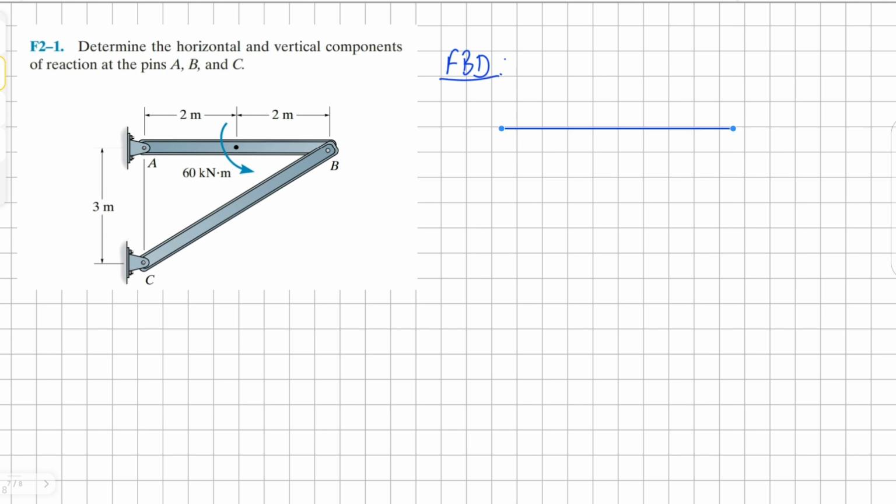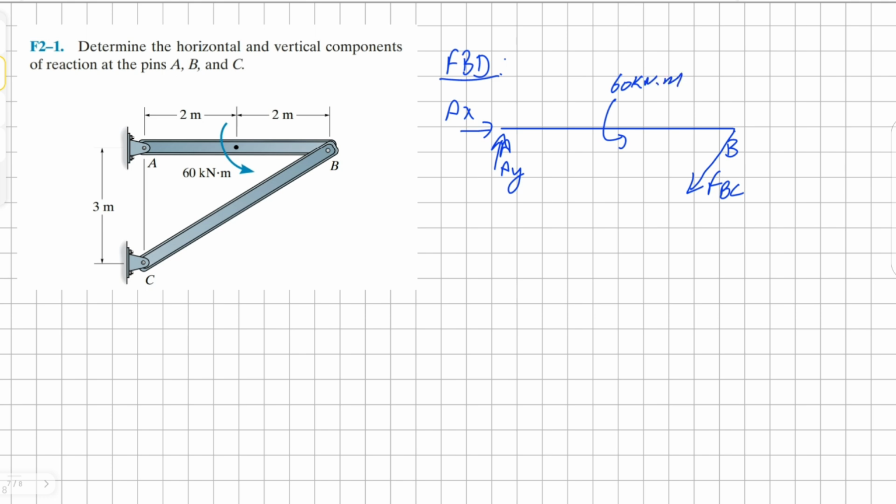And we have to remember here that we need to solve this problem by segmenting this whole structure. So therefore, first of all, I'll be dealing with member AB. For member AB, we know that there's going to be reactions at point A in both X and Y directions because it's a pin connection. And then there's going to be a single force FBC. And we also have a moment midway point, and it's 60 kilonewton meters.